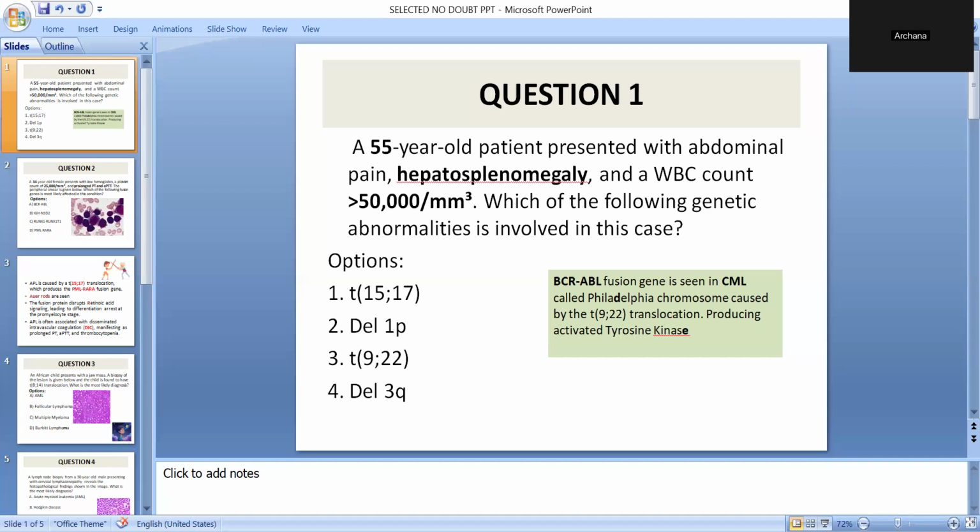Coming to question number 2, in continuation with the various forms of leukemia. Unlike the first question, here we have a comparatively younger 34-year-old female who presents with low hemoglobin, a platelet count of 25,000 per mm cube, and a prolonged PT, which is prothrombin time, and APTT, which is activated partial thromboplastin time. The peripheral smear is given below. This is a picture. Which of the following fusion genes is most likely affected in this condition?